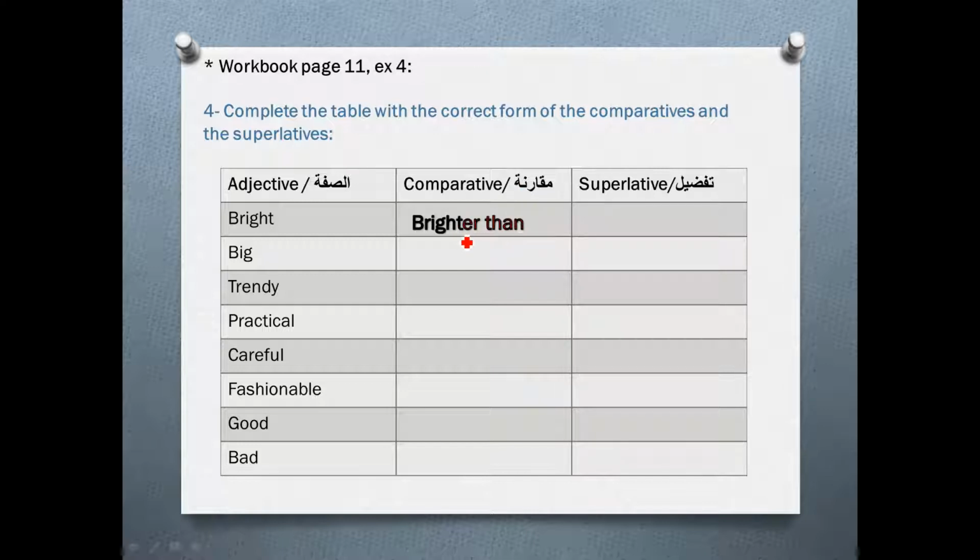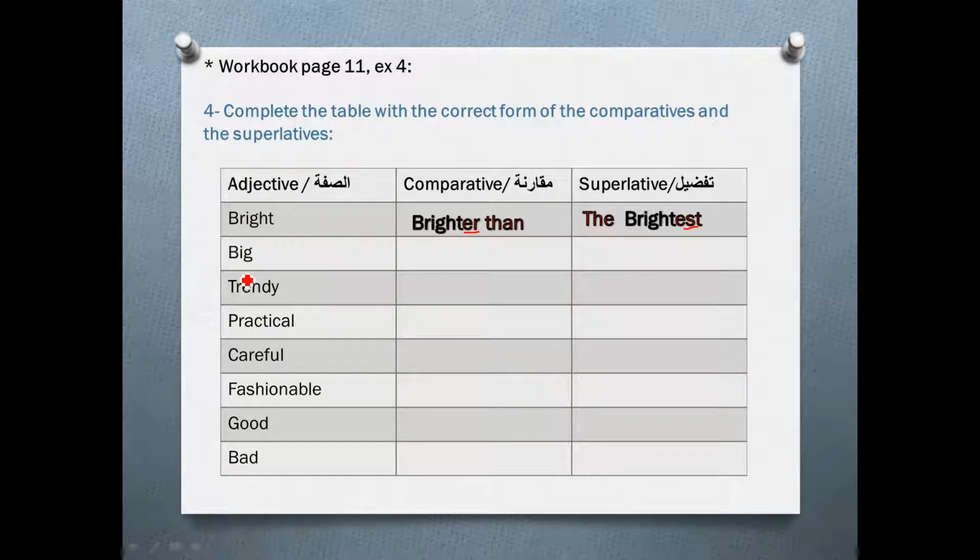Okay, so we only added er to it and it's brighter than. Now for the superlative form we only have to add the est, so it becomes the brightest. Okay, so er than, and also we have est, the brightest. ليش؟ لأنه هذه الصفة تتكون من مقطع واحد.